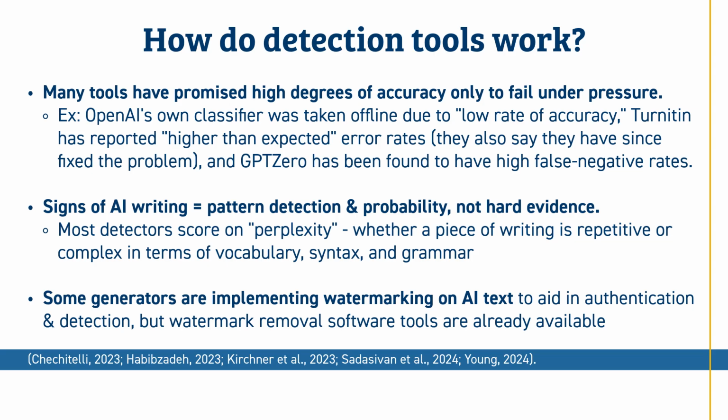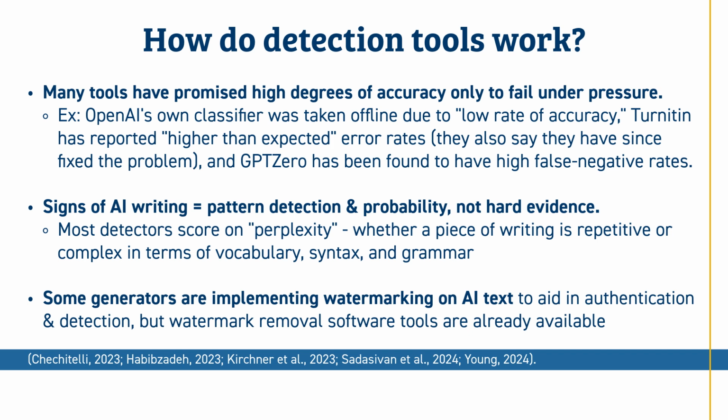There have been tools that have been taken down that are detection tools, such as one that was made by OpenAI, the makers of ChatGPT. Their own tool was found to have such a low accuracy rate that they took it off themselves. Turnitin has changed their error rates several times that they have released to the public, and then they'll come back and they'll say, oh, we fixed it. This has been kind of a pattern. Another really popular free tool, ChatGPT Zero, has really high false negative rates. And this has been demonstrated by researchers many times.